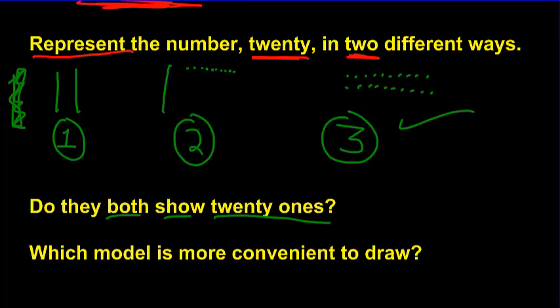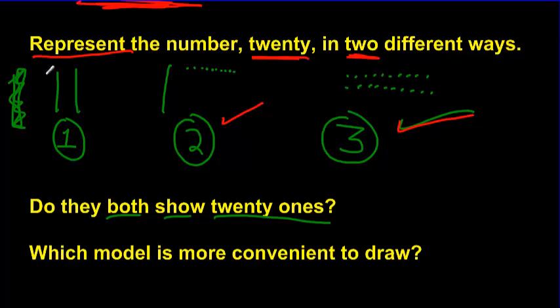How about this one? Does this one show 20? Well, let's see. We have 10 ones here, but guess what? We have another 10 ones here. Remember, every rod has 10 ones. So we do have another 10 here, and 10 here makes 20. We do have them. How about this one here?